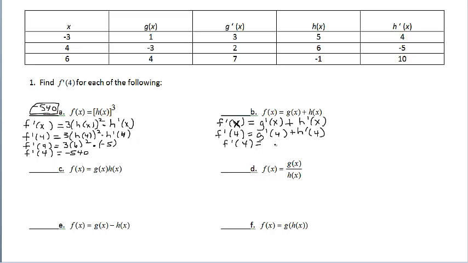Alright, go up to the table, retrieve g prime of 4. So 4 is my input, g prime is 2. h prime of 4 can be found from the table when the input is 4, h prime is negative 5. Okay, so f prime of 4 is negative 3.